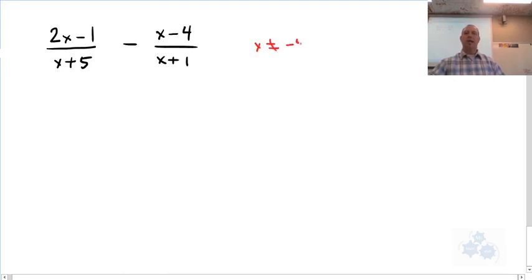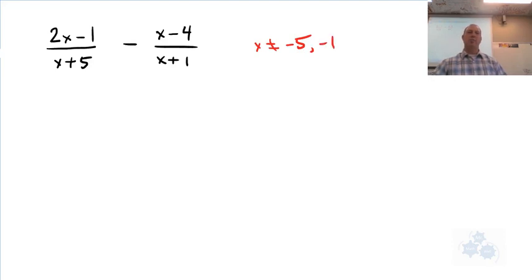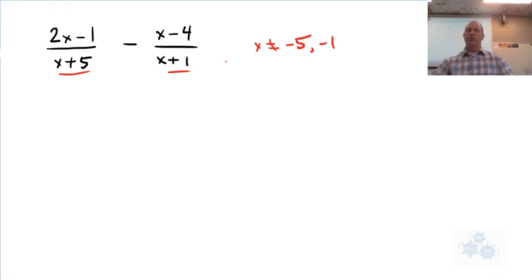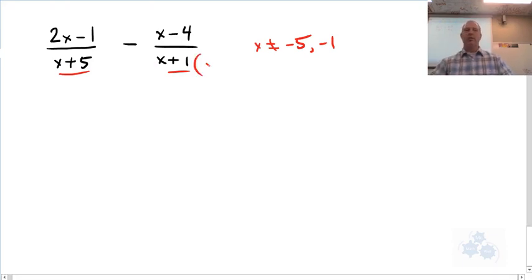x cannot equal negative 5 over here and negative 1. That's awesome. What we do have to do is look at the denominators. They are not the same in this example, so we have to make them the same. This one over here needs an x plus 5, so multiply top and bottom by x plus 5, to the whole top. This one over here needs an x plus 1, so let's multiply an x plus 1 up there.